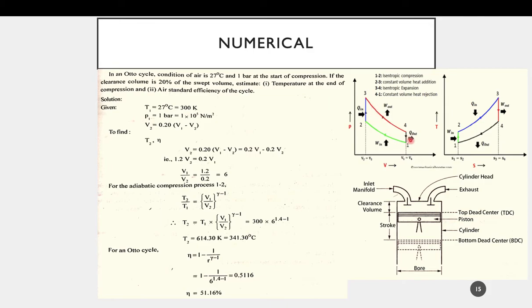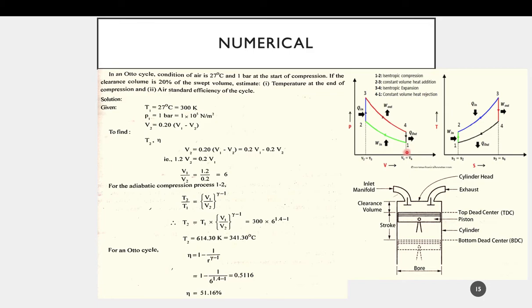It has 4 processes. One is reversible adiabatic compression, second is constant volume heat addition, third is reversible adiabatic expansion, and fourth is constant volume heat rejection. So the same has been marked on the PV and TS diagram. Now, in an Otto cycle, the condition of air is 27 degrees Celsius and 1 bar at the start of compression. So the compression process, reversible adiabatic compression, is happening from 1 to 2.